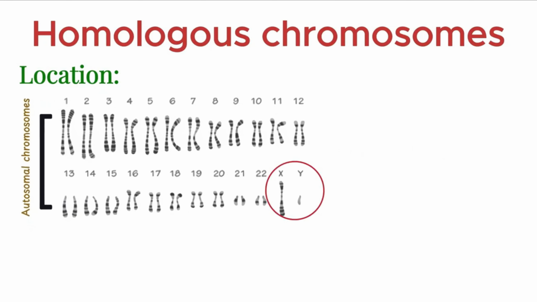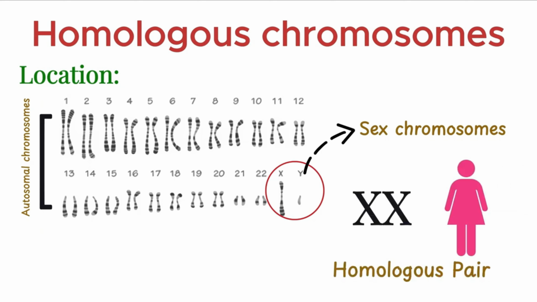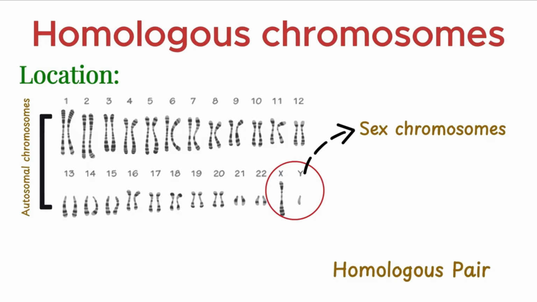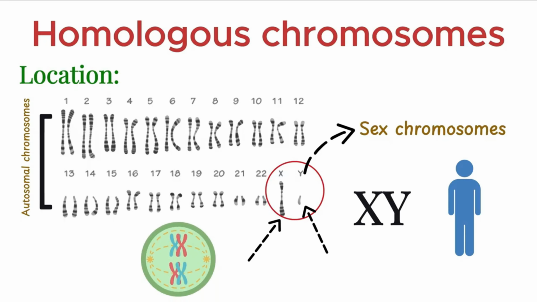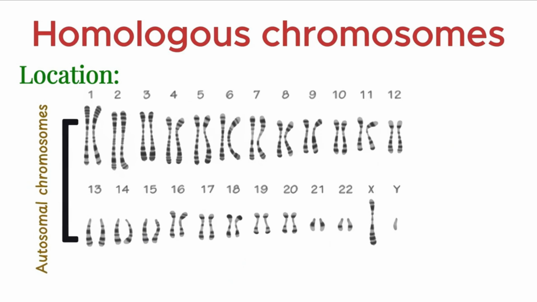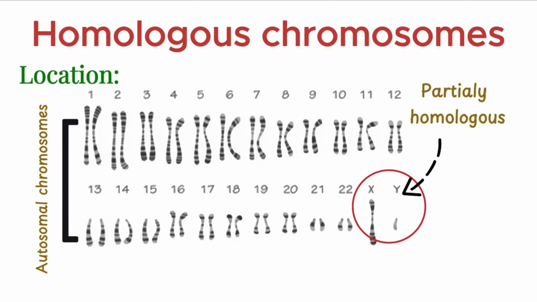The 23rd pair is known as the sex chromosomes. In females, this pair is XX, a homologous pair. But in males, it is XY, and these are not strictly homologous. Why? Because the X and Y chromosomes differ in size, structure, and gene content. However, they do share small matching regions, which allow them to pair up during meiosis for proper segregation. So while most chromosomes in a diploid cell are homologous, the X and Y chromosomes in males are a special case, partially homologous, but functionally distinct.